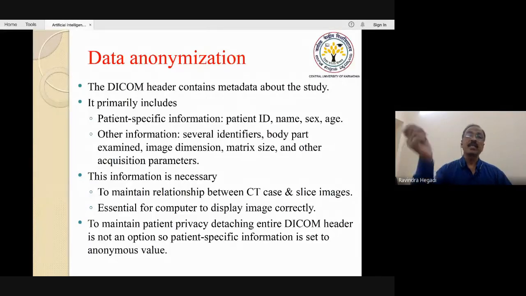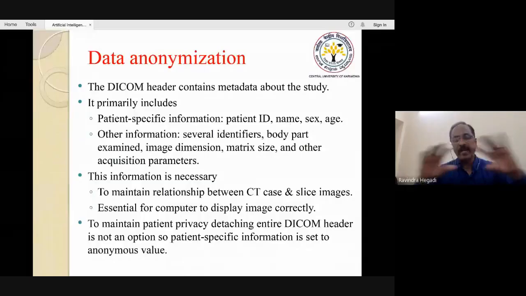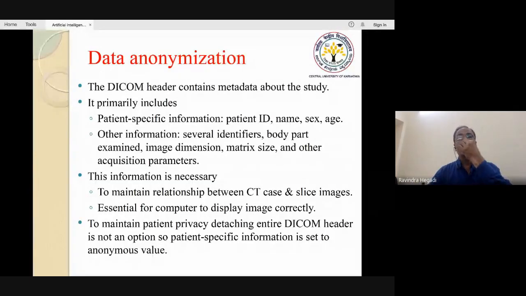This information is necessary when they conduct the surgery, but when we do experimentation, it is not necessary. Why is it necessary in the images? To maintain the relationship between the CT case and the slice of the image, and to read the X-ray image correctly. But to maintain patient privacy, detaching the entire DICOM header is very, very important. It is not optional. Patient specific information is replaced by a set of anonymous values. So we have to remove that DICOM part.